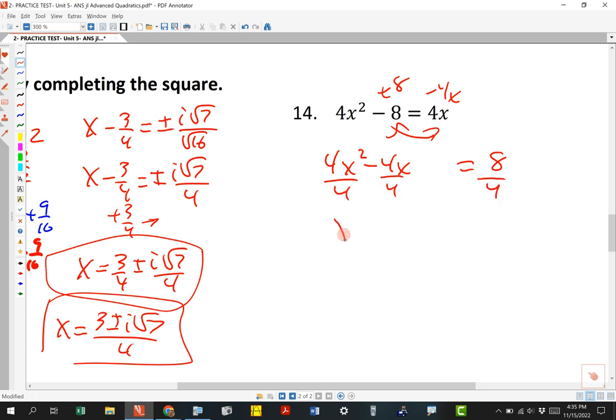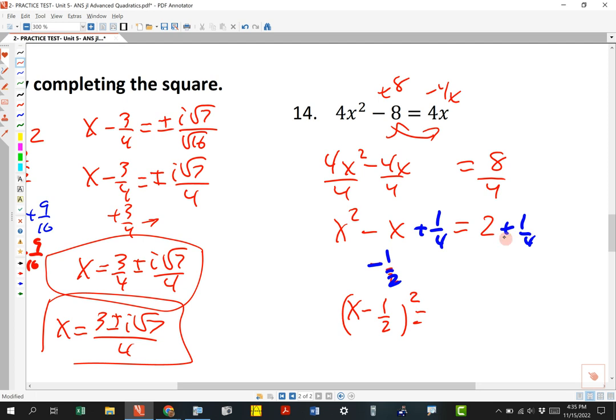So that's going to give me an x squared, a minus x, and on this side we're going to have a 2. Half of this would be negative 1/2. I'll do that in color here. So negative 1/2. I'm going to square that, so I'm going to be adding 1/4. Add 1/4 here. So here's what I end up with: x minus 1/2, quantity squared. And over on this side, if I do fourths here, that's going to be 8/4, so that's going to be 9/4 once I add that fourth.